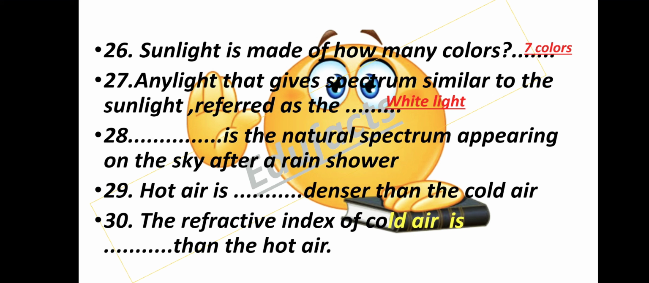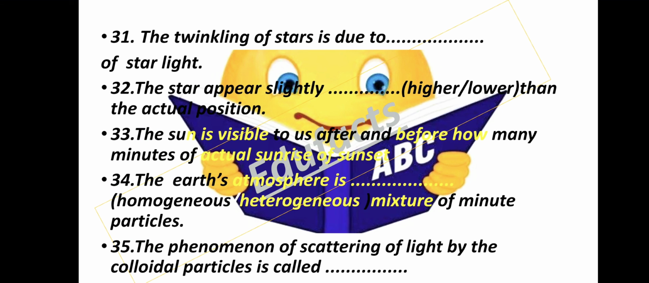Question number 28. Dash is the natural spectrum appearing in the sky after a rain shower, that is a rainbow, which constitutes 7 colors. Next one, hot air is dash denser than cold air, that is, less dense. That's why it is lighter and it goes up. Question number 30. The refractive index of cold air is dash than hot air, that is, higher than hot air.